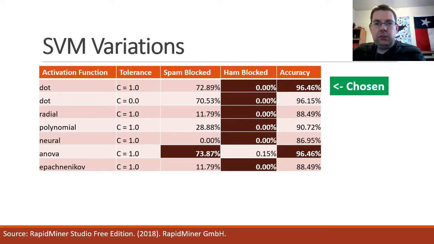SVM is the final algorithm I want to talk about and is actually one of the ones that I chose for the final solution. It, like deep learning, is very dependent on its activation function. The default of dot performs the best of all of them. ANOVA, and again, I'm not quite sure how to pronounce that, did slightly better at blocking spam, but not as good as dot at passing through legitimate messages.